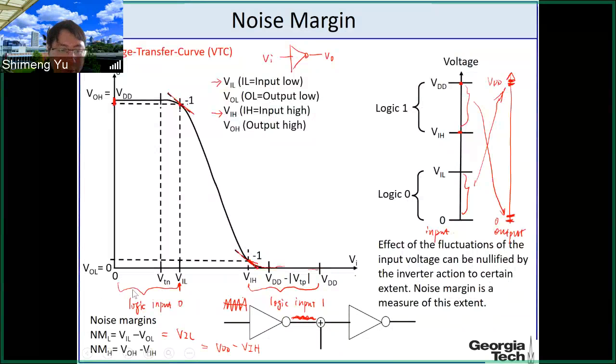Of course, the noise needs to be within this range. If the noise is too large, the output will flip to the wrong value. If the input is larger than this range, then the output will no longer be the ideal output. Then it will be somewhere here, and logically it will be undefined.